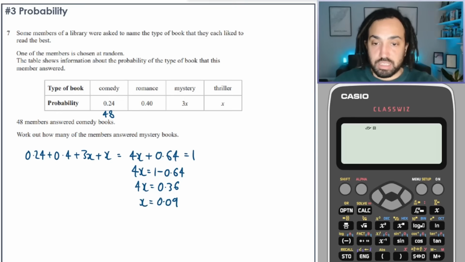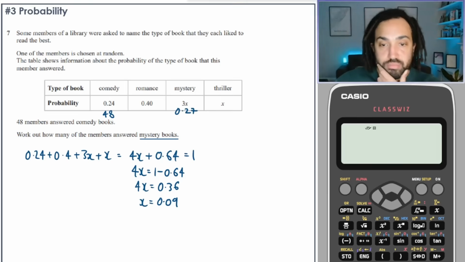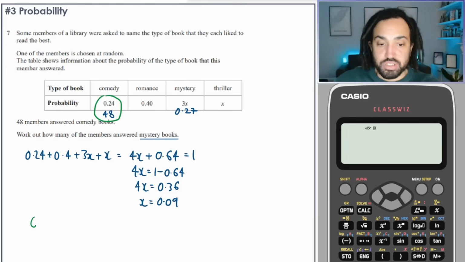Okay, great. We are looking for mystery books, which is 3x. So let's times x by 3, which gives us 0.27. Now we need to figure out how many people there are in total. So from this information here, we know that 0.24 of the total number of people is equal to 48.